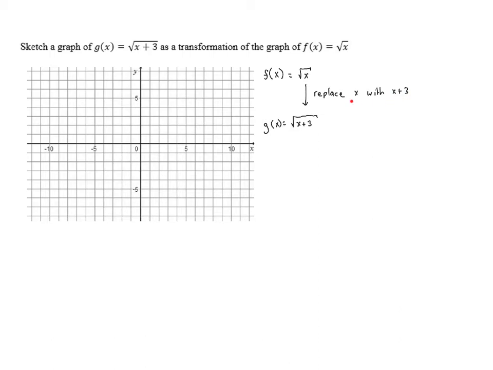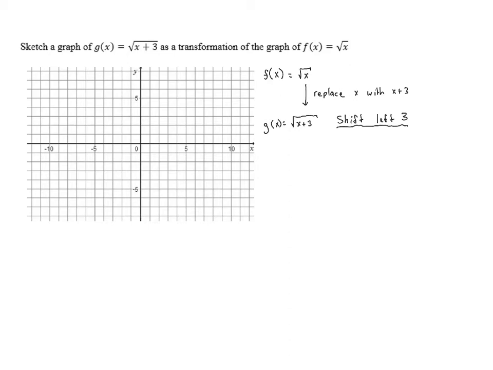Now we know when we do this, this corresponds to a horizontal shift, because adding or subtracting a number to x corresponds to a horizontal shift. And when we add 3, this causes us to shift the graph 3 units to the left. So we need to shift to the left 3. This is the only transformation that we're going to need to do to the graph.